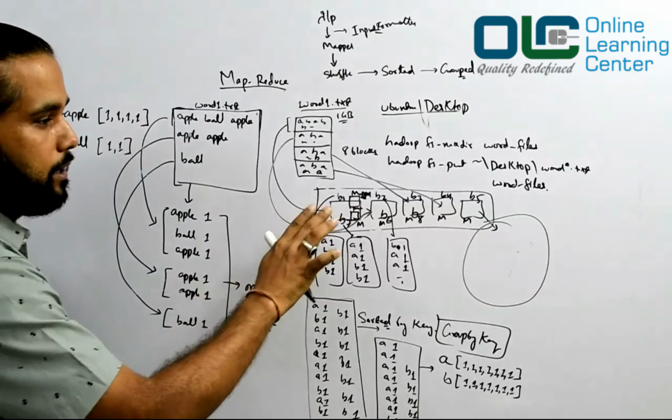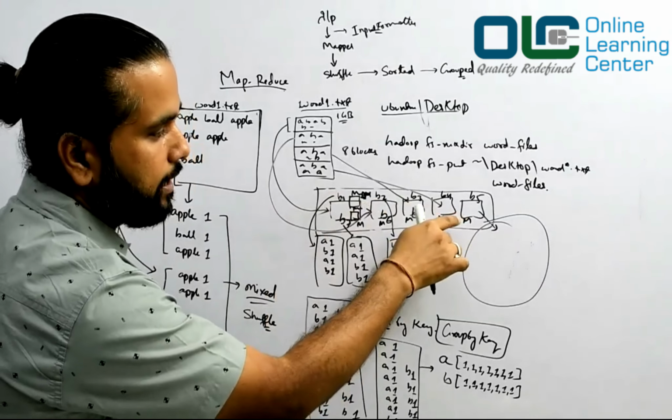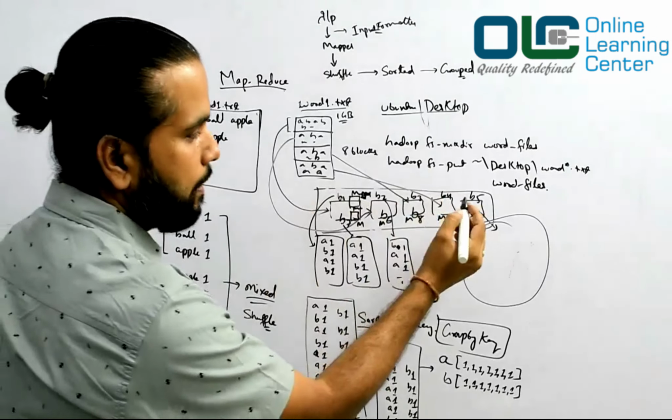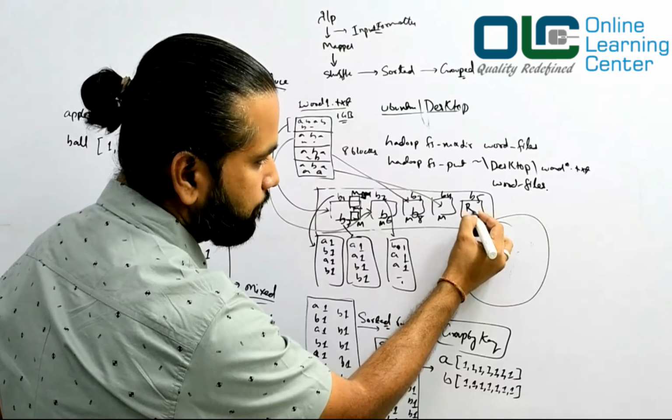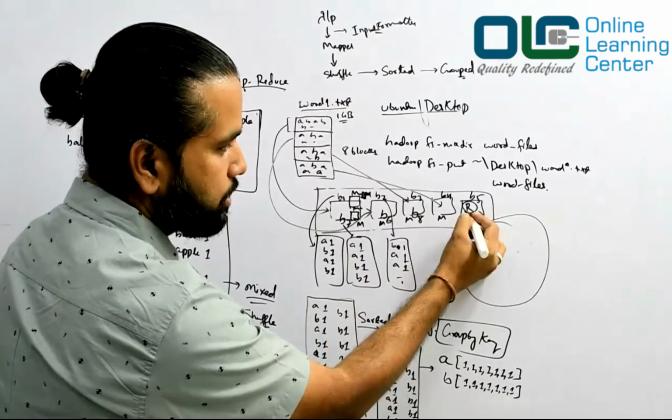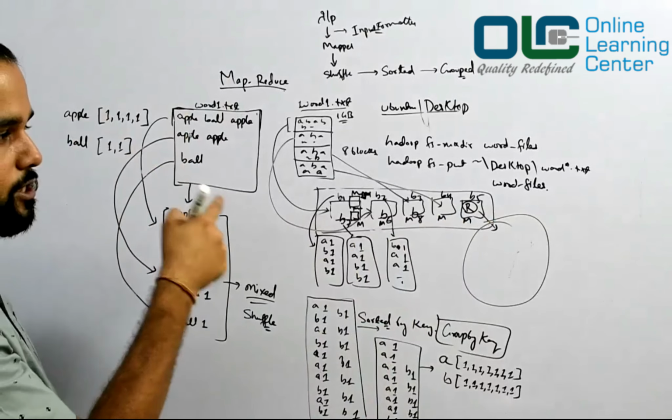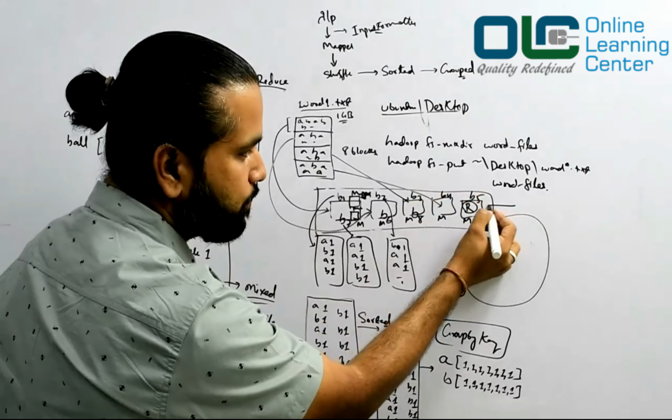Now what will happen is, in any of these machines where the mapper was executed, probably the reducer would be used here. Okay, probably the reducer will be used here. So what will happen? All this data which was shuffled, sorted, and grouped will travel to this place.